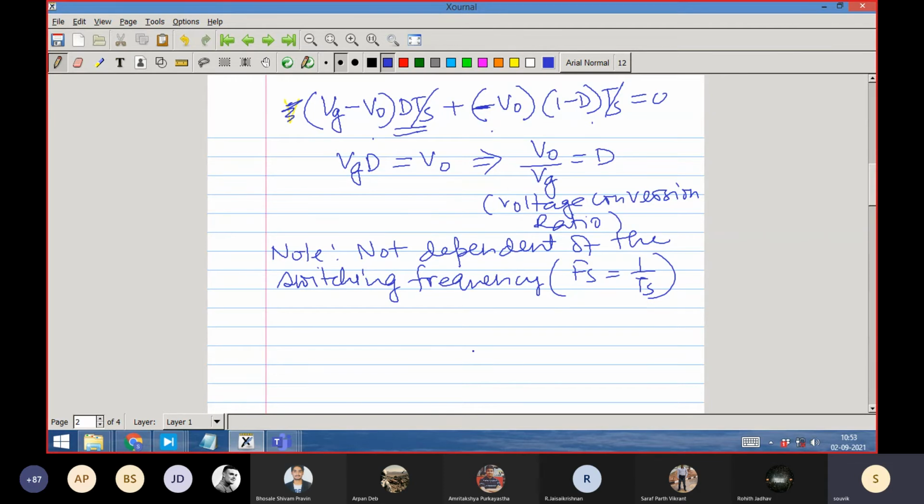Even now, common sense gives you the idea that the smaller the time period I go, the smaller the variation is likely to be in the inductor current and capacitor voltage. So that will be dependent on this, but not the voltage conversion ratio formula. Once we got the voltage conversion ratio, we can also get the current conversion ratio. What do we define as the current conversion ratio in the converter?